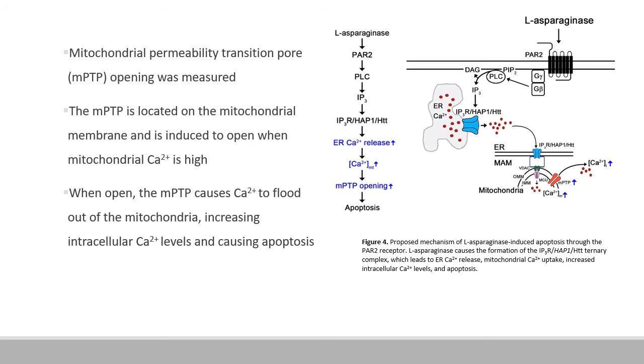To support a connection between mitochondrial calcium uptake and increased intracellular calcium, we examined the opening of the mitochondrial permeability transition pore, known as the MPTP, in response to L-asparaginase treatment. Increased mitochondrial calcium levels can cause the MPTP to open, which induces mitochondrial calcium to leave. This increases intracellular calcium levels and leads to apoptosis.